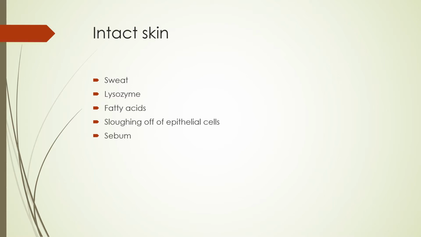Sloughing off of the epithelial cells is another way that we can prevent infectious diseases from occurring on the skin. Organisms that are stuck onto the skin will then be discarded with the sloughing off of epithelial cells. Sebum is the oil on the skin, and this comes from the sebaceous gland. It has antimicrobial properties. So sweat, lysozyme, fatty acids, sloughing off of the epithelial cells, and sebum, these all contribute to the body's first line of defense.